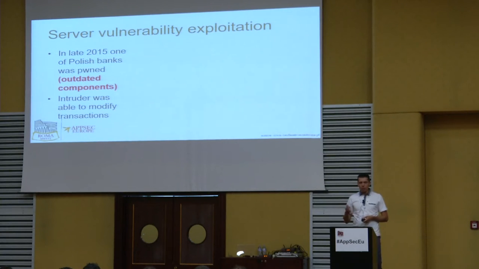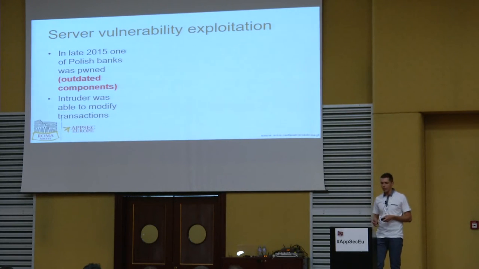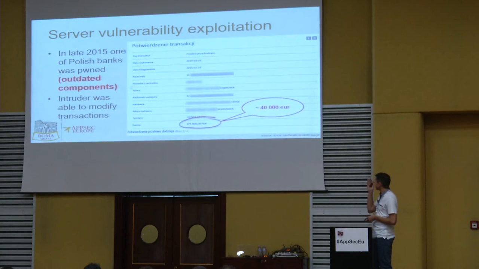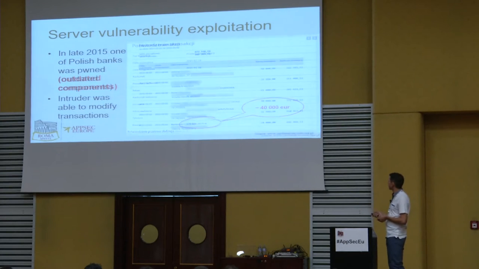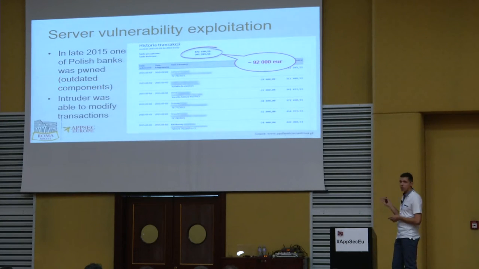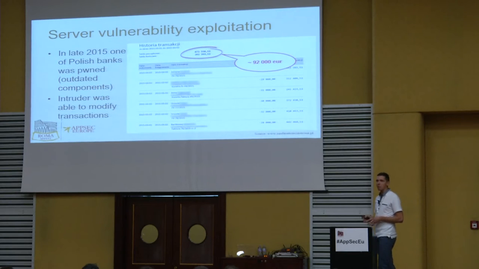So the intruder, after the initial attack, was able to modify the transaction because he did some kind of server-side web inject. Yeah. So here are the results. Here is the transfer. He transferred about, as you can see, about 40,000 euros. And here are more transfers. The sums are not so big for such an attack, yeah, but he was quite successful.